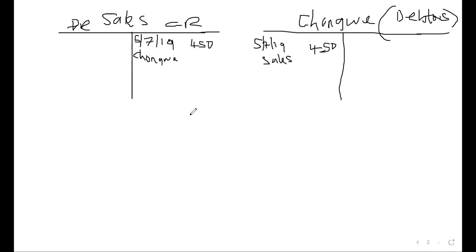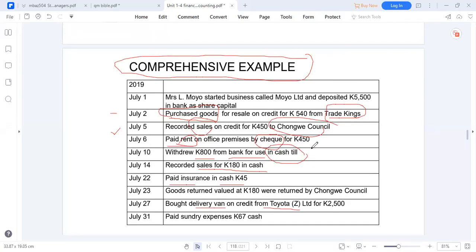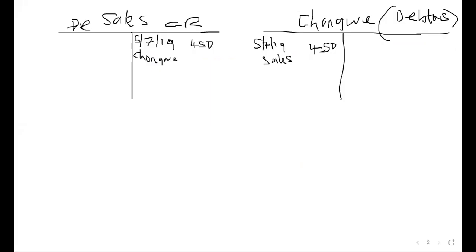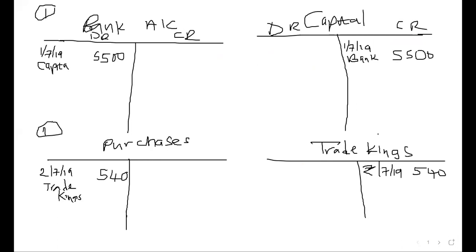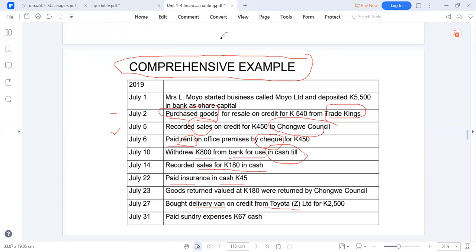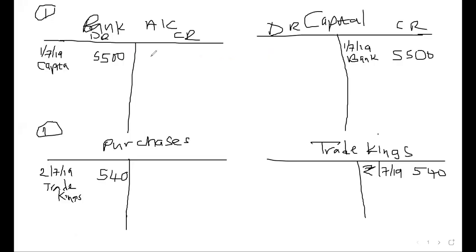It was on what? Paid rent by cheque, which means the bank is involved there. So bank gave away money and paid. So we go back to the bank. So on which date was it? We check the date. It was on 6th. Okay, and that was for the rent of 450. So here 6, 7, 19. So your rent 450.